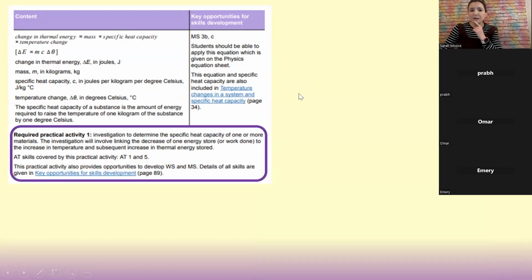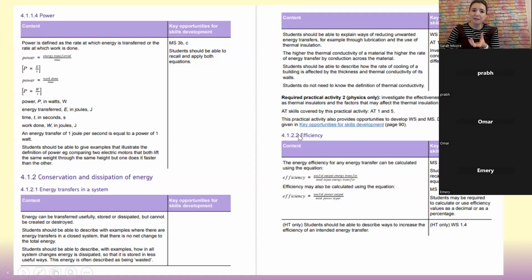You'll see there's a required practical activity here, and this is being able to determine the specific heat capacity of materials. So hopefully you've done that in school. At the very least, you should have seen a video of the required practical. And that required practical is for both combined science and separate science.